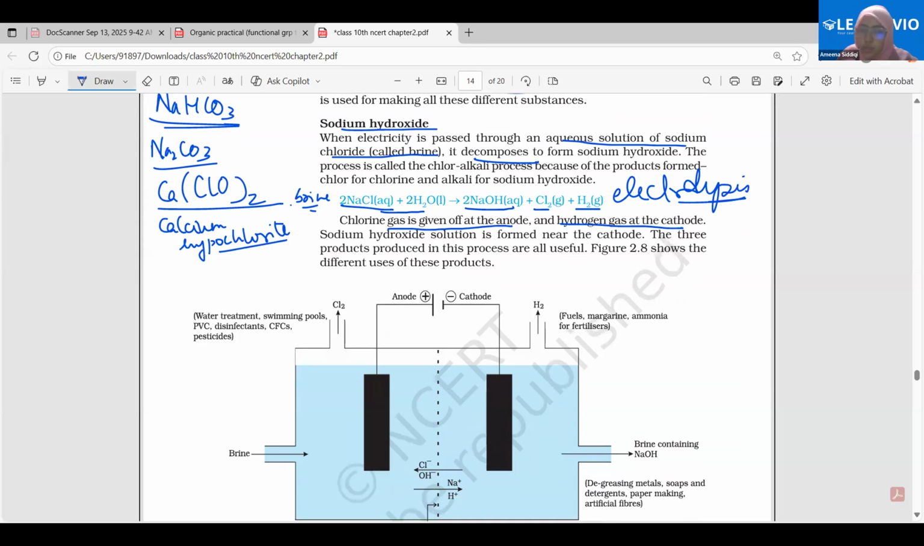Moving on to the next one. Now, sodium hydroxide solution is formed near the cathode. We'll see why. The three products produced in this process are all useful. What are the three products in this process? Electrolysis of aqueous sodium chloride is giving us sodium hydroxide, chlorine gas, and hydrogen gas.